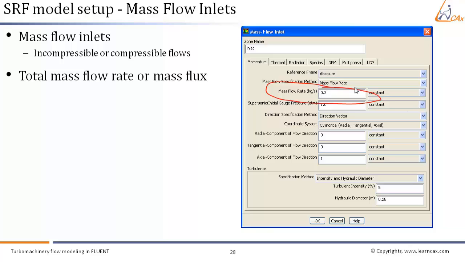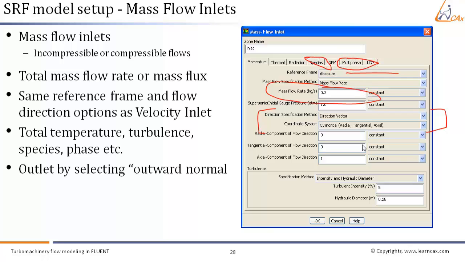as in the case of velocity inlet, which is the direction, in order to specify the velocity as well as the reference frame selection. We have to specify other scalars such as total temperature, turbulence, species, etc. in separate tabs, which are here. We can also use this boundary condition as an outlet by selecting outward normal as the direction specification method.